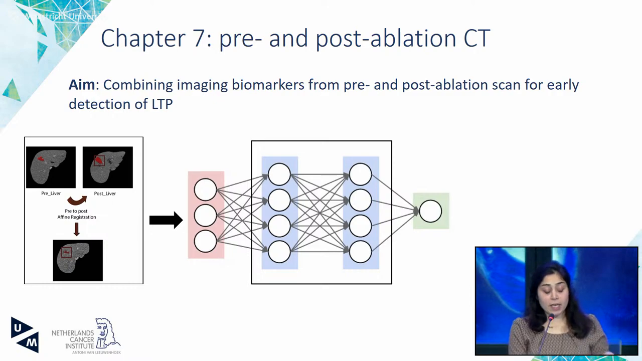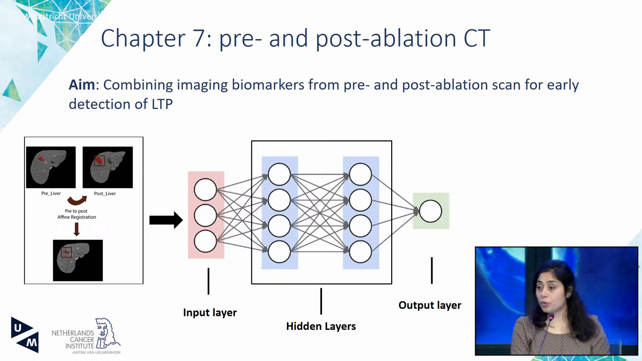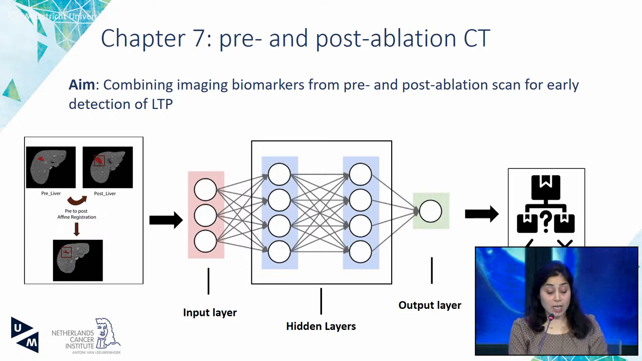Deep learning models learn different features and also representations of the imaging data without explicitly needing a feature engineering step in the feature extraction part. And we can fit the images directly to the network. They have an input layer, they have several hidden layers for the feature extraction part, and they have output layers that produce the prediction. And the prediction here is the prediction of LTP.